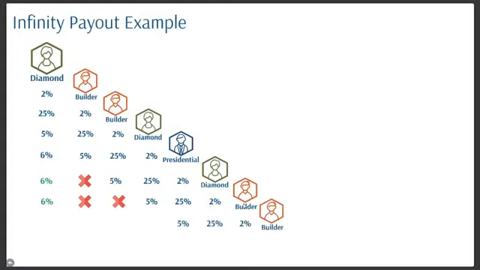I want to talk a little bit about a couple other nuances to the infinity payout, and I'm going to give you a visual example of that. So here I'm building it out a little bit quicker. What percentage would a diamond get paid on a builder over here that's on their fourth level? If you said 6%, congratulations, you're right. So here's where the LP originated. 1, 2, 3, 4 percentages were paid, okay?